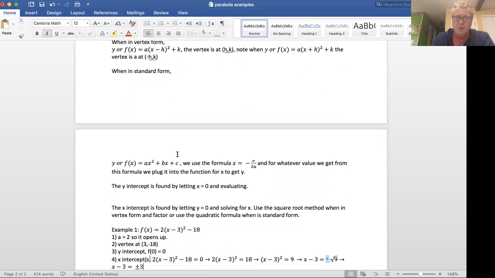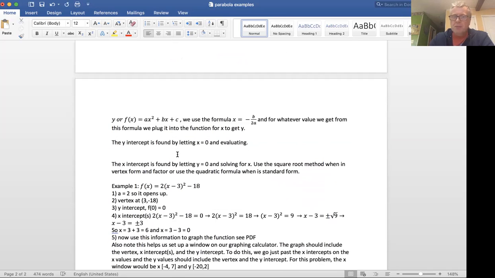When in standard form, we have to use a formula. In standard form, the vertex's x value comes from the formula minus b over 2a. We plug whatever number we get from this formula into the function, and that gives us y. The y-intercept, we should know.